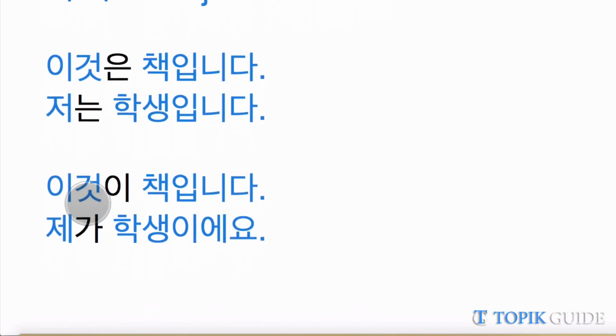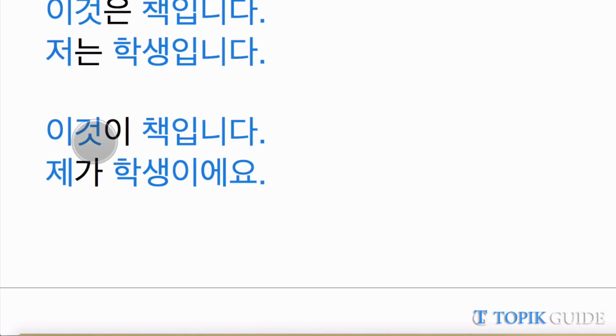Now, you must be understanding the difference between 은 and 는. When the previous word has a final consonant, 은 is used. When there is no final consonant, 는 is used. Similarly with 이 and 가, when there is a final consonant, 이 will be used. Otherwise, 가 will be used. So, 이것이, because the final consonant ㅅ is there in the 받침 position. Here there is no consonant in the 받침 position, so we have used 가.